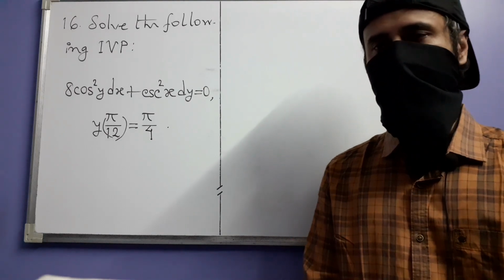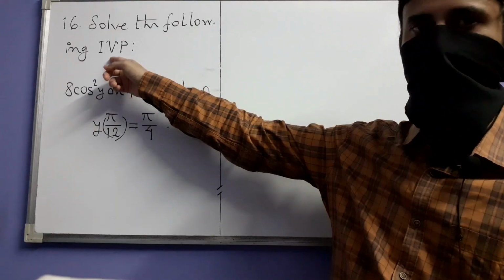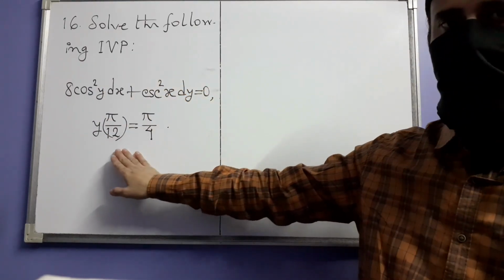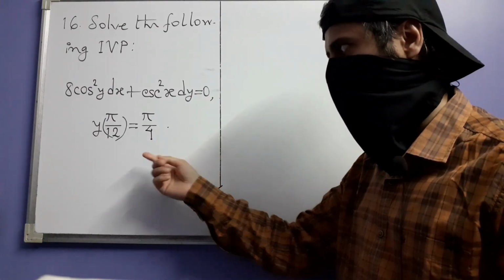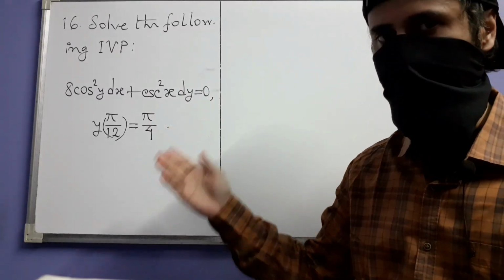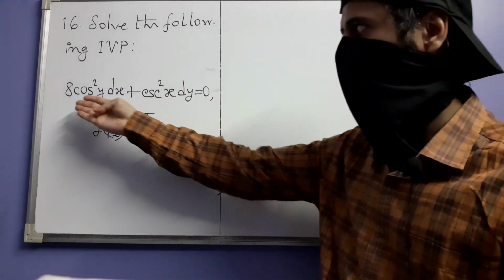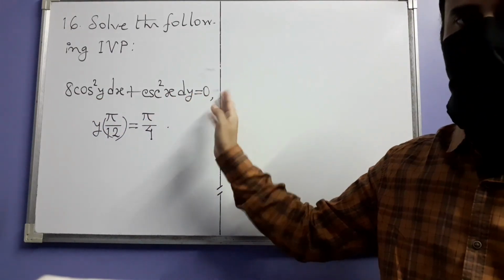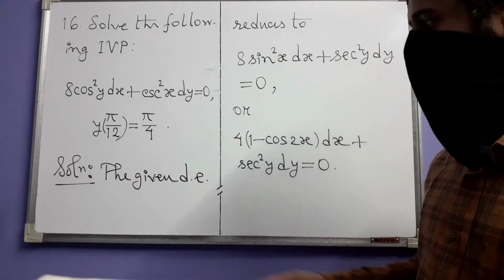So next we have number 16, where this time we have to solve an initial value problem. So we no longer have just a differential equation, but there is a supplementary condition as well. And recall that this is an initial condition because only one value of the independent variable x is involved, pi divided by 12. And you can see what the equation is: 8 cos squared y dx plus cosecant squared x dy equal to 0. So we start the solution as usual.